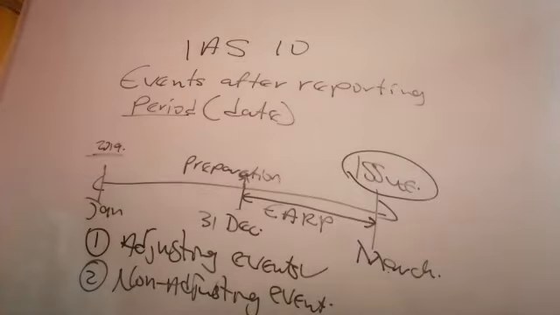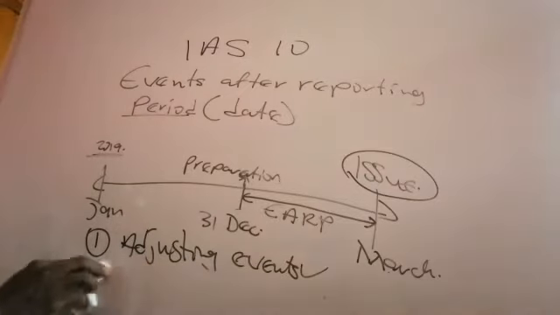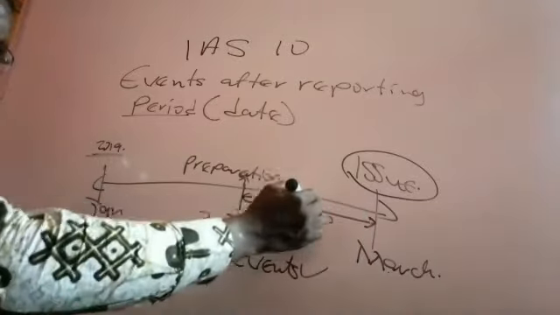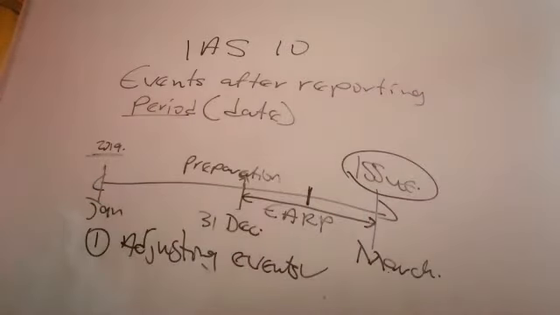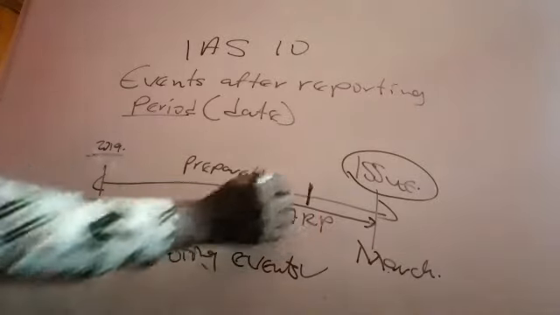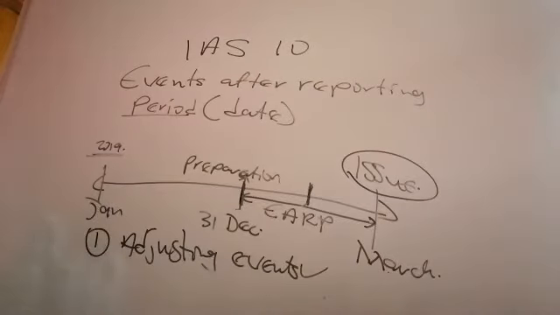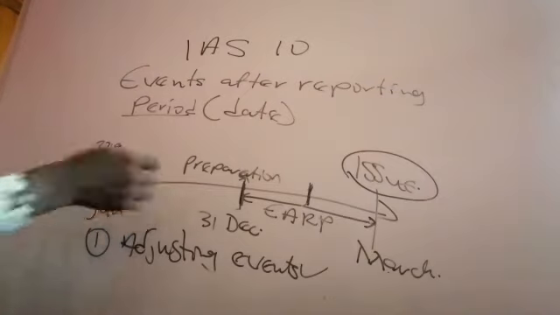Now, adjusting events. These are events after the reporting period that provide evidence or provide an indication of its existence before the year end. Let me take my time. Adjusting events are events, or transactions, which occur after the reporting period, but they provide evidence of their existence before the year end. So the transaction will occur between these two dates, maybe somewhere in February, 20th of February, the transaction occurs. But there's evidence that this transaction existed before the year end, before December.